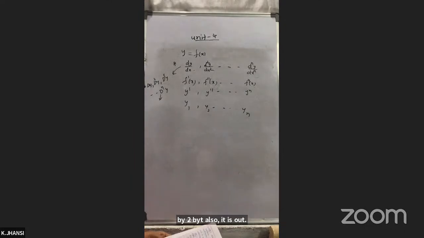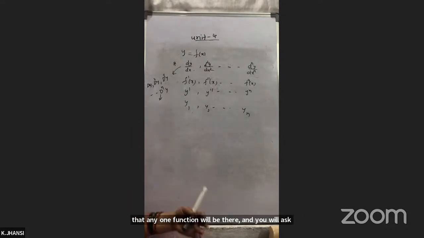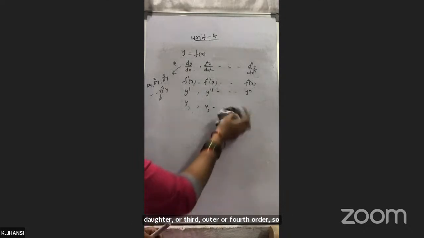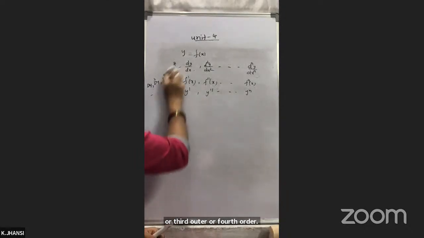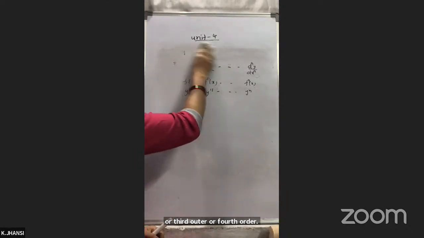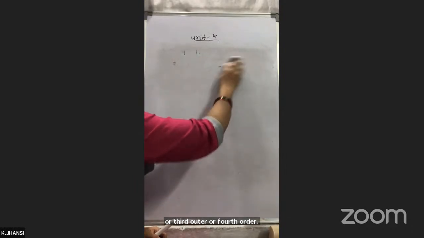In this, the questions you will get for 5 marks are: any one function will be there, and he will ask the higher orders, not the first order. He may ask second order, third order or fourth order. Such problems you will get only for 5 marks. If he is asking the nth order, then you will get it for the 10 marks question.